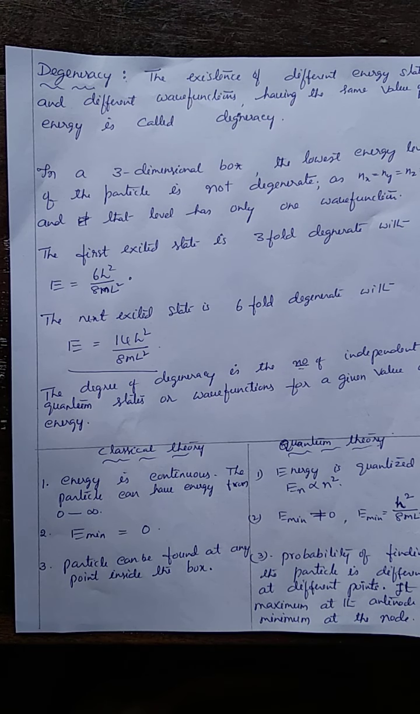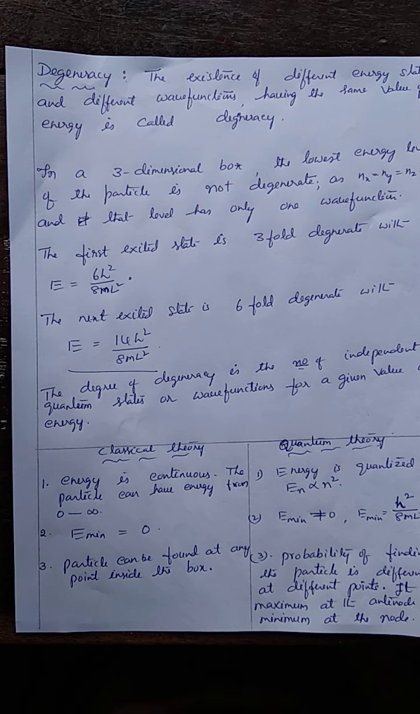Now let us compare the classical theory and quantum theory. Till now we discussed the energy of the particle in a one-dimensional box as per quantum theory. What difference do we find between the classical and quantum theory? First, according to classical theory, the energy possessed by the particle, the electron, is continuous. The particle can have energy from 0 to infinity, any value when it is in motion.